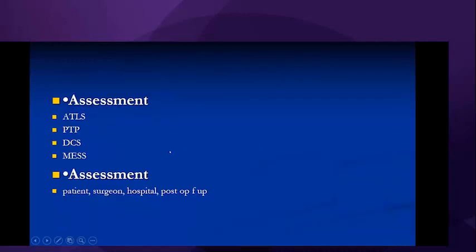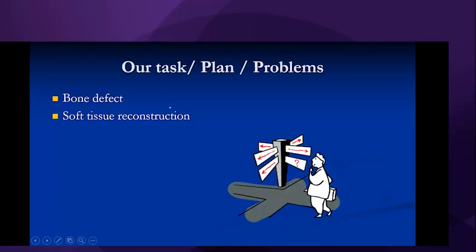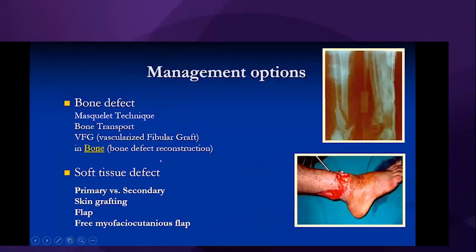So assessment as usual: ATLS, a polytrauma patient should be managed as a serious one. Mangled extremity score to check if it is amenable for salvage or not, and damage control surgery would be assessed. The assessment should not include only the patient, but also the surgeons, the hospital, the capability of the hospital to deal with such cases, and the post-operative follow-up. The outcome of this is that we have a bone defect and soft tissue reconstruction.